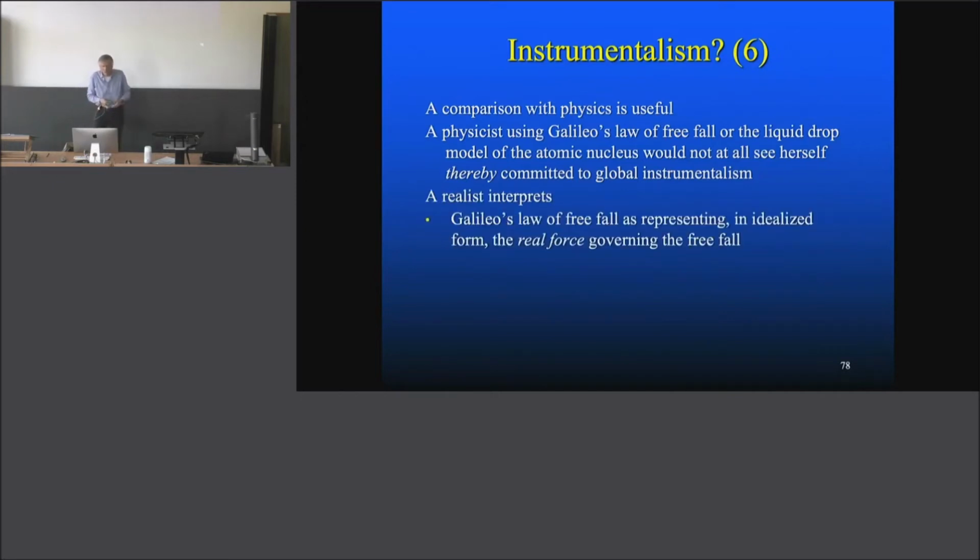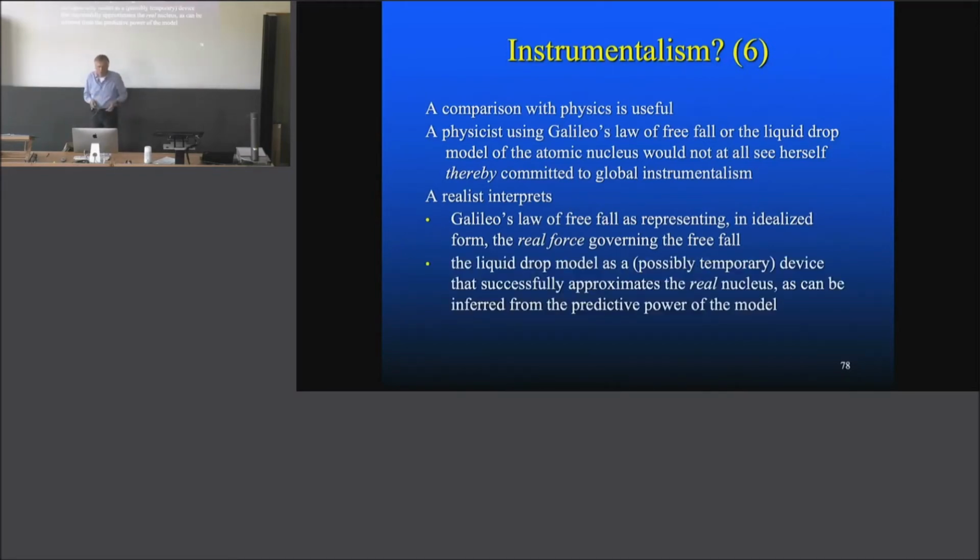Okay. A realist interprets Galileo's law of free fall as representing, in idealized form, the real force governing the free fall. So a realist physicist says, yeah, gravitation is really here in the world, right? And this body falls by the law of gravitation, and gravitation is something absolutely real. It's there. And we target it and describe it in idealization with the law of free fall. And the same is with the liquid drop model. The liquid drop model is a possibly temporary device that successfully approximates the real nucleus, as can be inferred from the predictive power of the model.